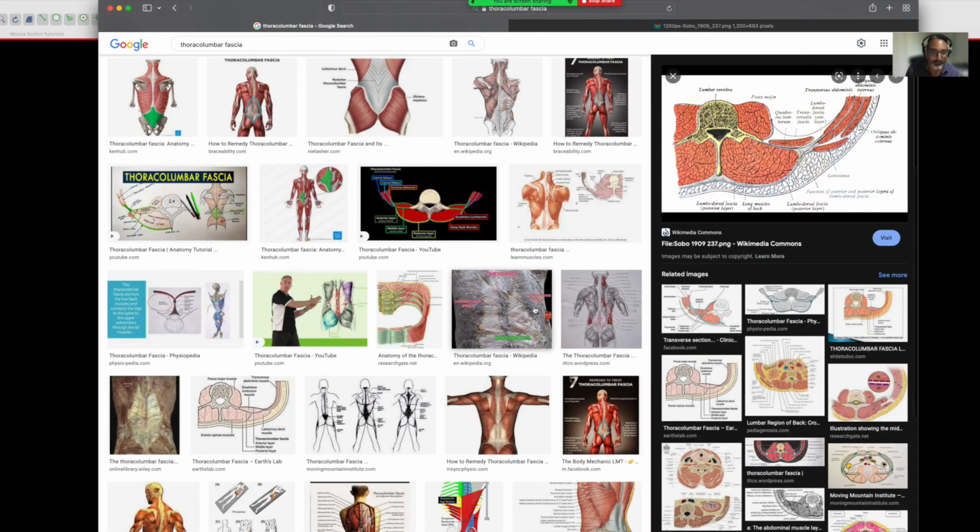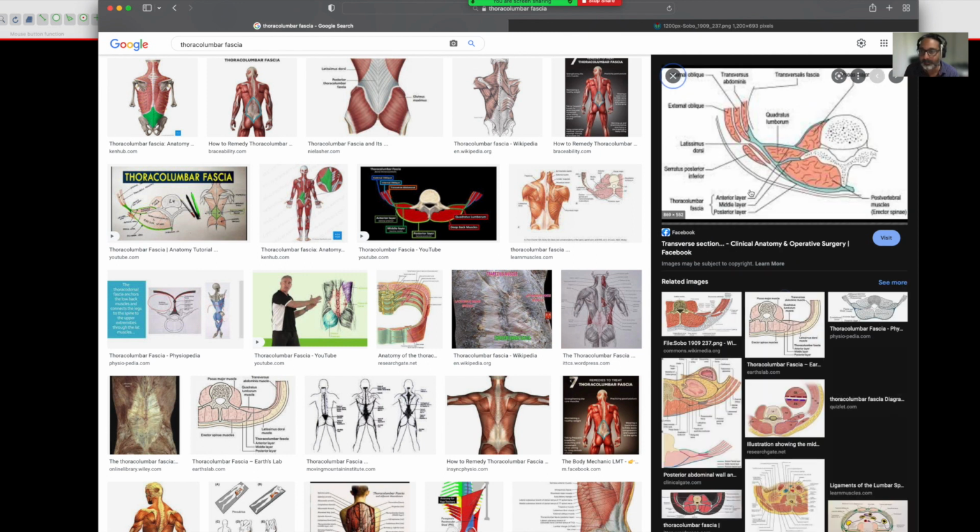Let me see, there's a bit better diagrams. Oh, there you go, simple as that. This is pretty much clear, I think. Thoracolumbar fascia. So erector spinae and multifidus, that's the posterior layer, and there's the middle layer. And the anterior layer covers the quadratus lumborum. There's your psoas. The reason this is relevant is because the abdominal muscles also attach onto the thoracolumbar fascia.